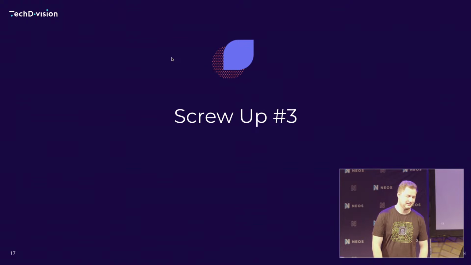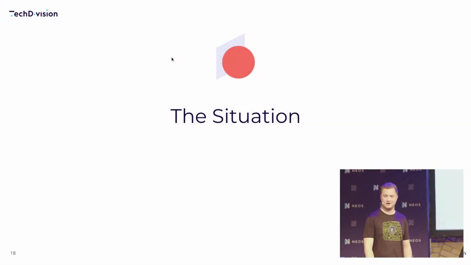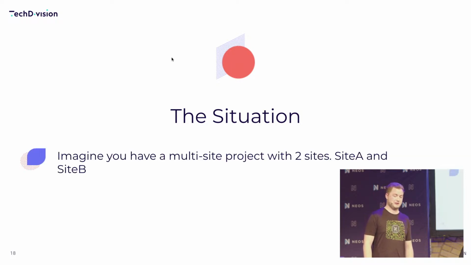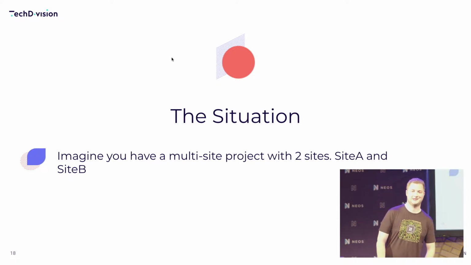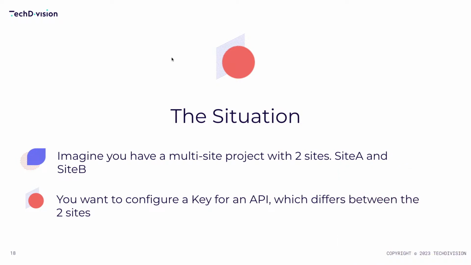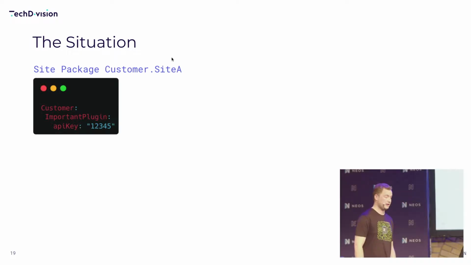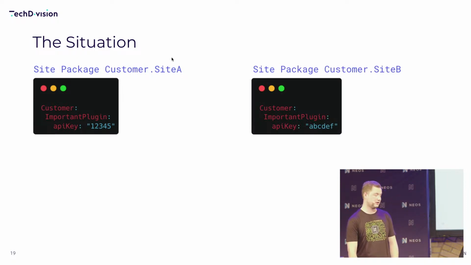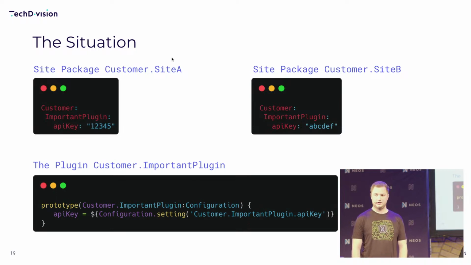The next screw up, again, a little bit of context on how we got into this situation. Imagine you have a multi-site project. I came up with two very creative names, Site A and Site B. And you want to configure a key for an API or some other configuration which differs between the two sites. So you create a configuration in the first site package, you create a configuration in the second site package, again, very secure API keys, and then you want to read this configuration somewhere.